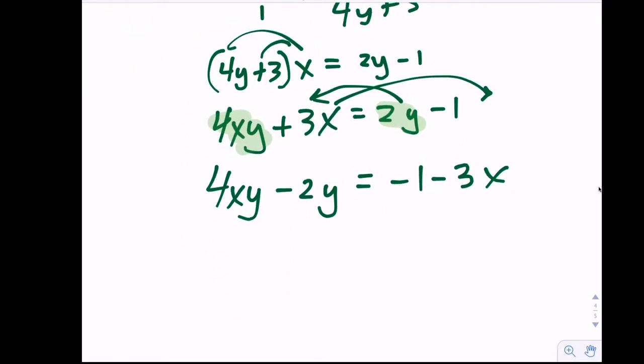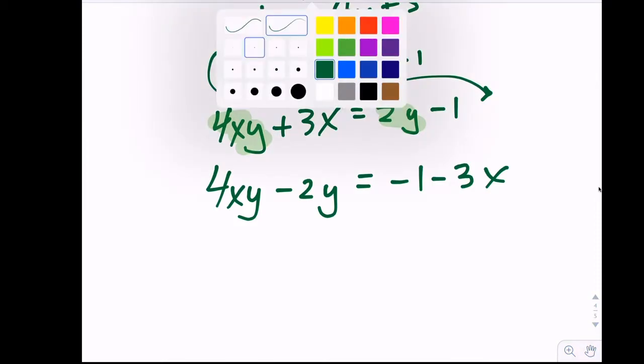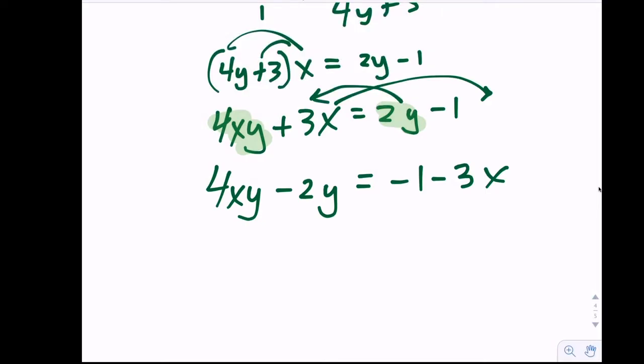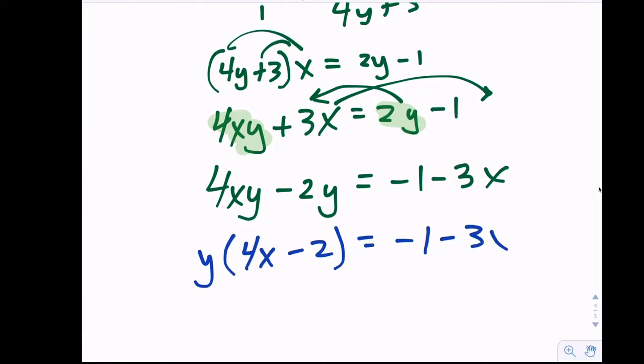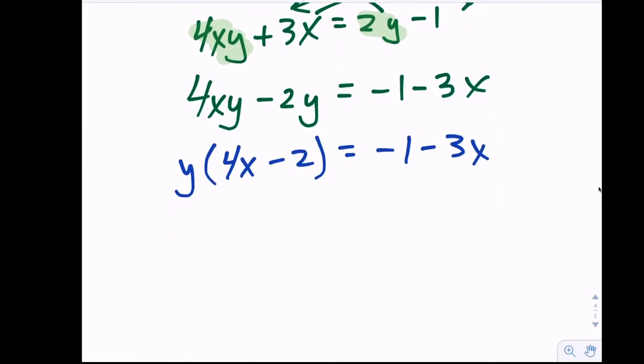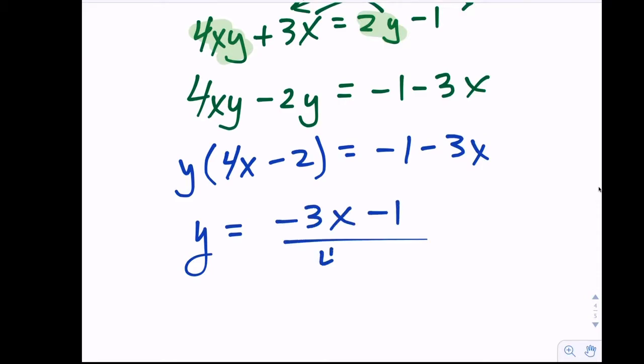Now, here's the thing. The two terms on the left both have y in them, but they're not like terms, are they? No. You cannot combine them. But you need a single representative of y. How do you do that? You want to factor out a y. Factor out a y, which is dividing it out. And you're left with 4x minus 2. Now you have y times blob. How do you solve for y? You divide both sides by 4x minus 2. So you end up with, I'm going to flip these terms, negative 3x minus 1 all over 4x minus 2.